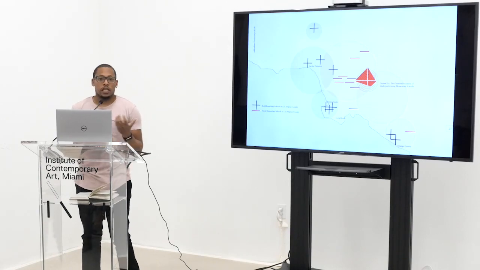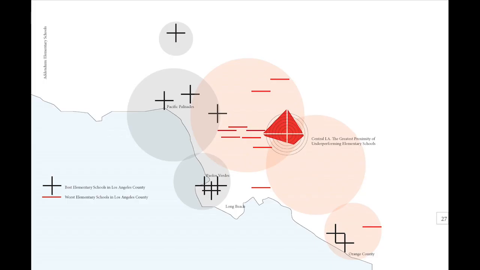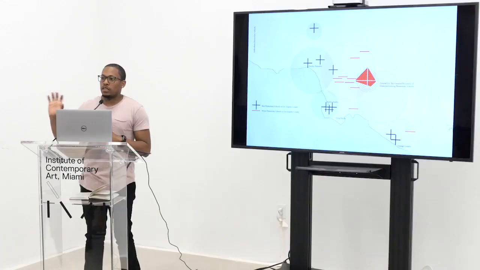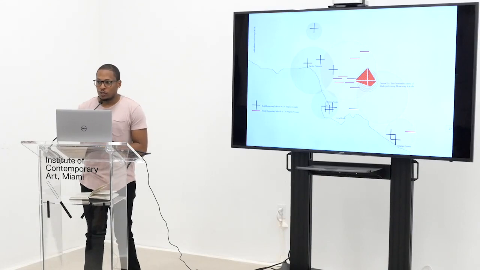Start to find out where the best elementary schools are. Pacific Palisades, Palos Verdes, some around Malibu. They're not in central Los Angeles. Central LA is where USC is. I like to call USC the University of Spoiled Children.